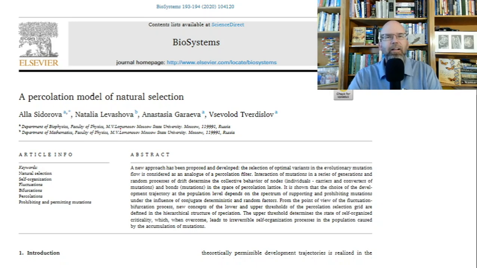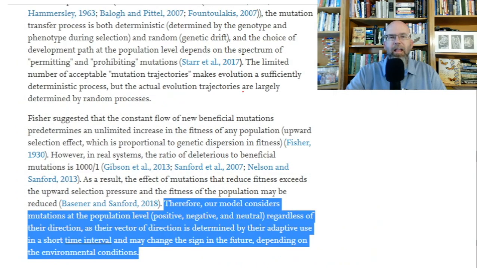Here we have a pair of individuals, or several individuals, from Moscow State University in Moscow, Russia. And I kind of wondered whether they were actually interested in intelligent design. And this paragraph I found really fascinating from this paper. Fisher suggested that constant flow of new mutations predetermines an unlimited increase in fitness in the population. That's your upward selection effect, right? That things can get to higher fitness rather than lower fitness over time.